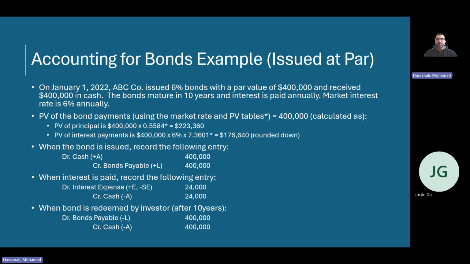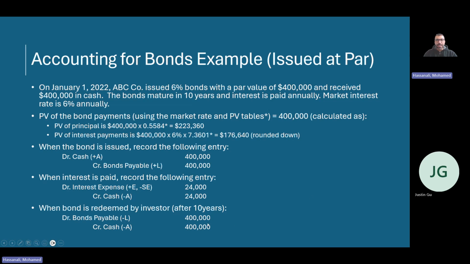So the way to do that is you start with your debit interest expense of 24,000, which is calculated as the 400,000 times the 6% interest. So debit expense, 24,000, credit the cash you're paying out of 24,000. Every single year, you're going to make this interest payment.